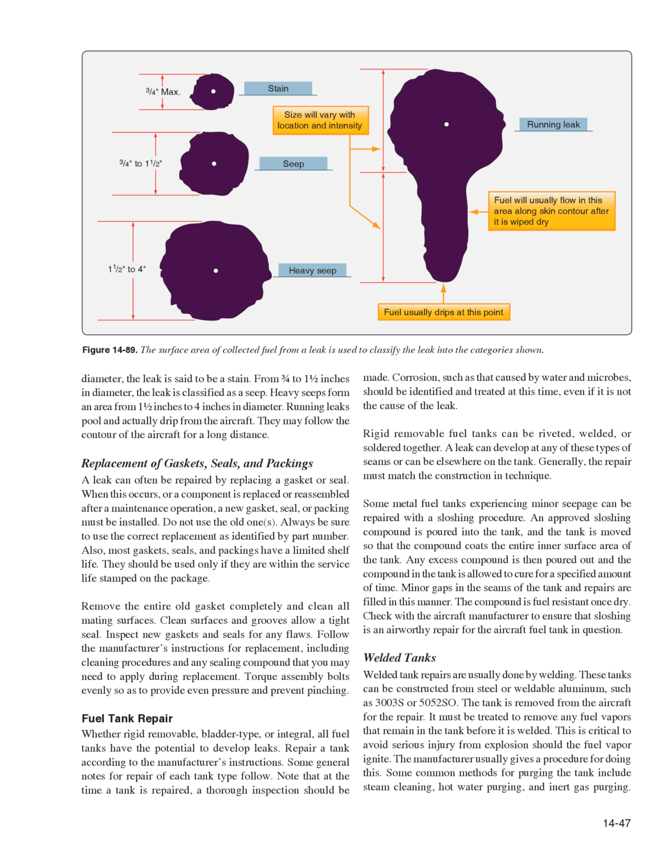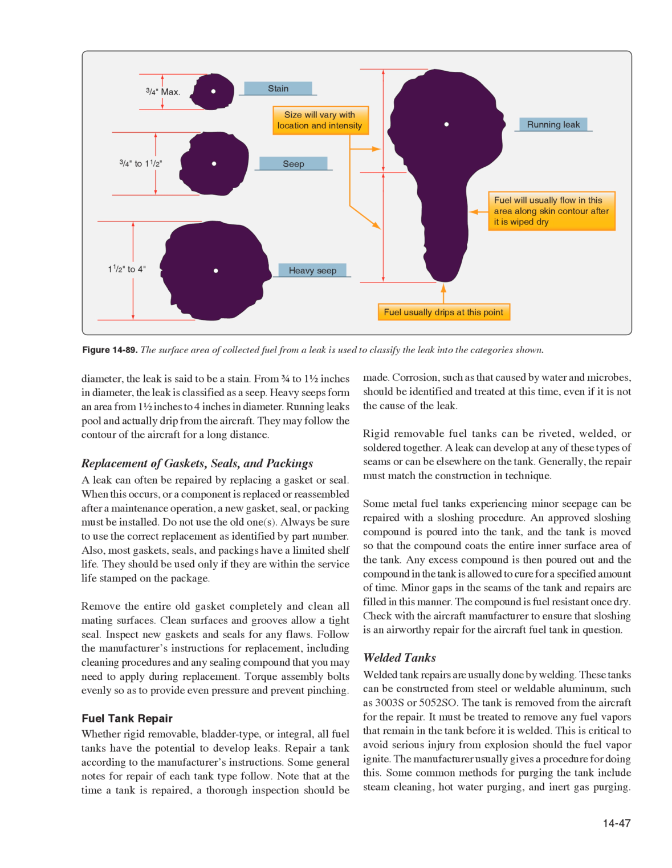Replacement of gaskets, seals, and packings. A leak can often be repaired by replacing a gasket or seal. When this occurs, or a component is replaced or reassembled after a maintenance operation, a new gasket, seal, or packing must be installed. Do not use the old ones. Always be sure to use the correct replacement as identified by part number. Also, most gaskets, seals, and packings have a limited shelf life. They should be used only if they are within the service life stamped on the package.